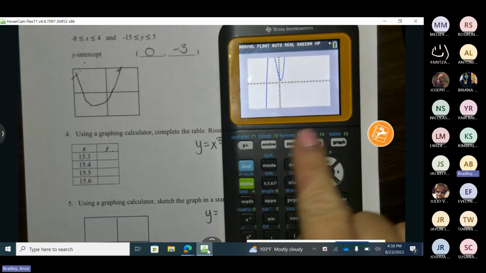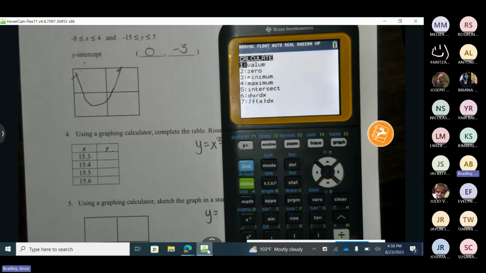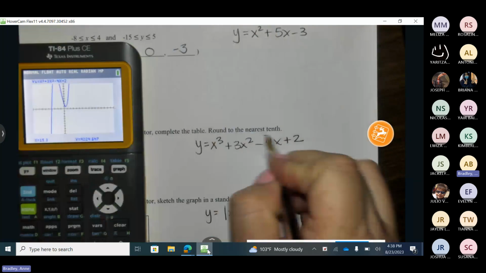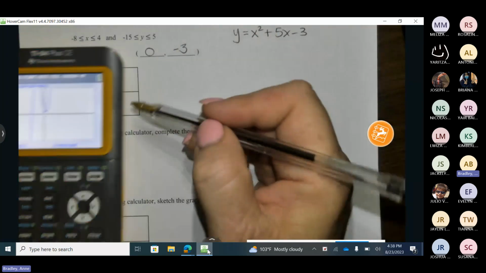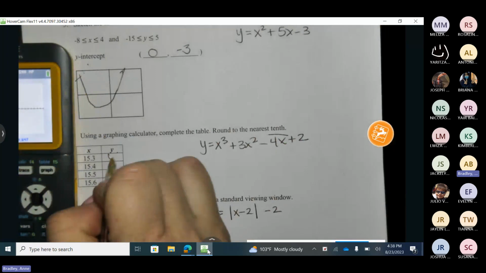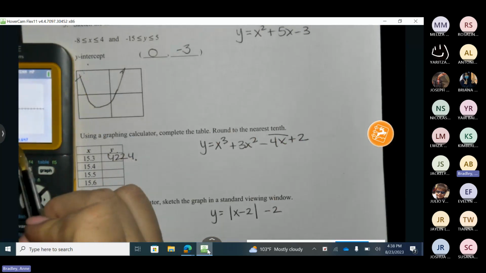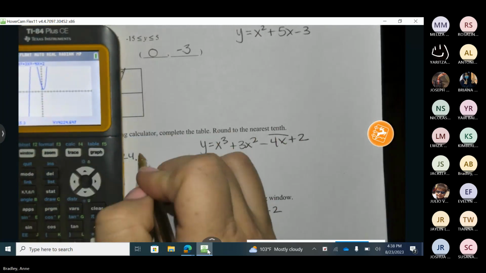Now, how do I come up with these values? We're going to go second, trace, value, and type in 15.3. And it says here to round to the nearest tenth. So my answer, if I move this off to the side, would be 4,224.6.